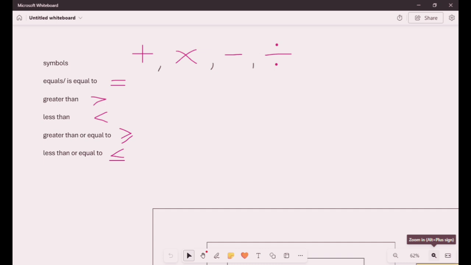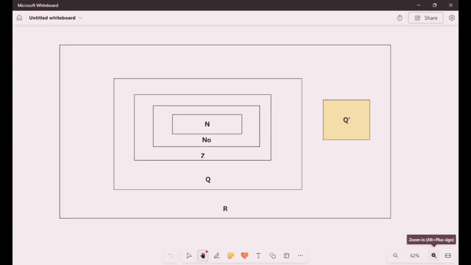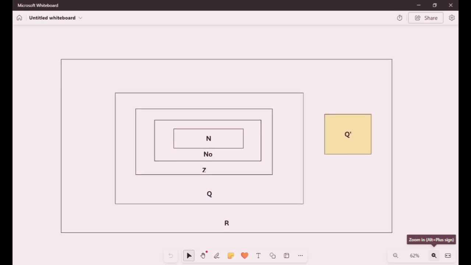So for our natural numbers, we use capital letter N. For the whole numbers, we use N0. And then we find that natural numbers can be whole numbers, but not all whole numbers are natural numbers. For example, 0 is not a natural number. And then for integers, we use Z.